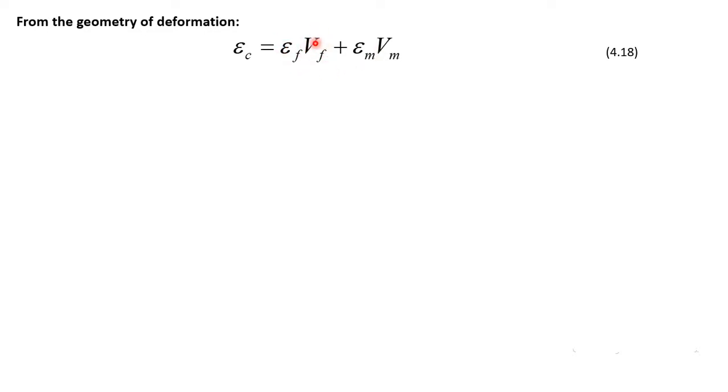If there is no fiber, VF is 0, volume fraction is 0, then this term will be 0, and the total strain will basically be the strain in the matrix. If VF is 0, then VM will be 1. So this is how we find this relation, based on the geometry and based on our assumption that this composite is in a layered form.